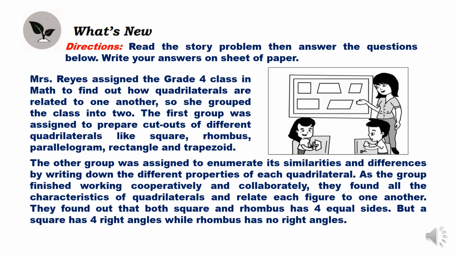As the group finished working cooperatively and collaboratively, they found all the characteristics of quadrilaterals and related its figure to one another. They found out that both square and rhombus have 4 equal sides, but a square has 4 right angles while a rhombus has no right angles.